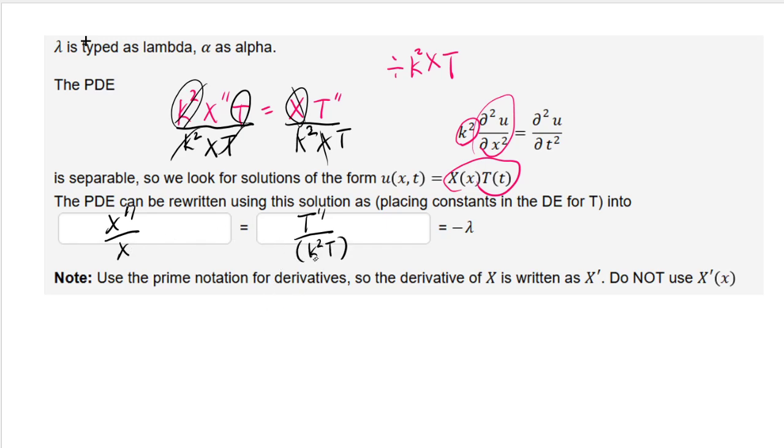And then you set that equal to negative lambda, because as the standard argument in the separation of variables goes, the left side is only dependent on x, the right side is only dependent on t in this case, and therefore they should both be constants. And you name this constant traditionally as negative lambda. Okay, so that's what goes inside here.